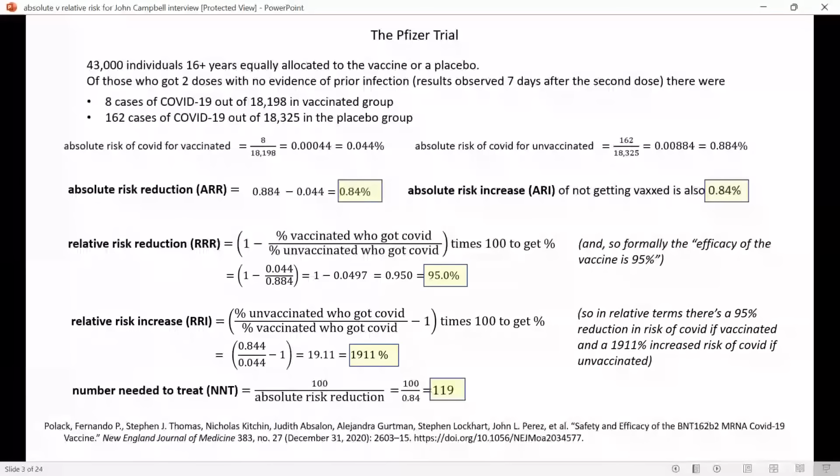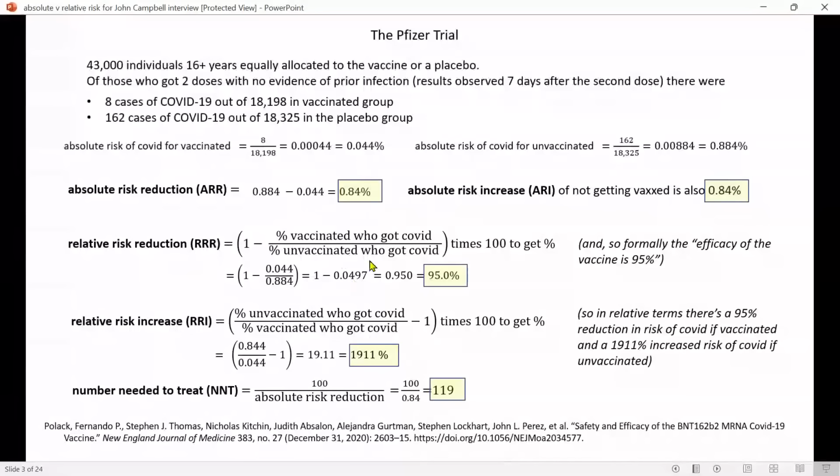Whereas using the formulas I presented earlier for the relative risk reduction, where you're looking at the percentage of vaccinated who got COVID over the percentage of unvaccinated who got COVID, that's where you've got the 8 divided by 162, and then 1 minus that gives you the 95% efficacy, i.e. the 95% relative risk reduction.